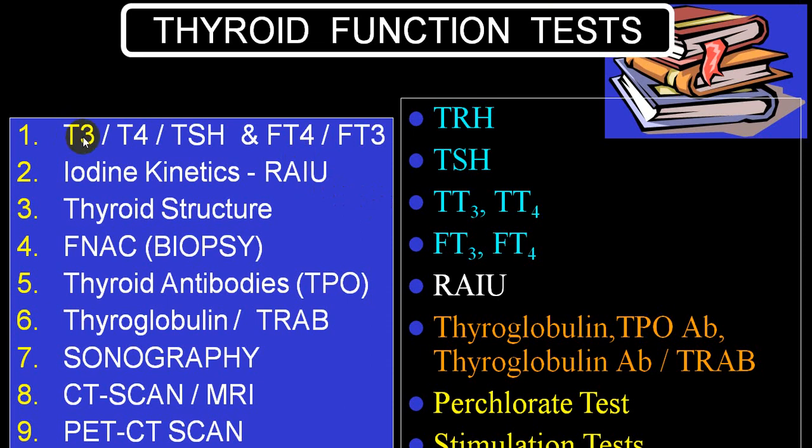We already mentioned T3, T4, and TSH as the main important tests, and if a person has hypoproteinemia or disorders of globulins, you should do free T4 and free T3. Radioactive iodine uptake is done for iodine kinetic studies. Mainly you want to find out the hot nodule, cold nodule, or normal uptake. You also want to study the thyroid structures.